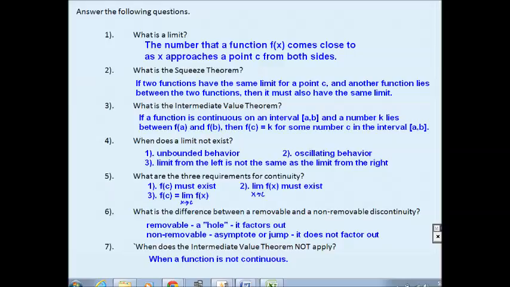Alright, it is time to prepare for your limits and continuity test. The first section is all about the definitions. Use pictures to help you if you must.